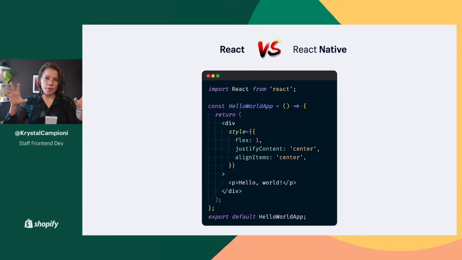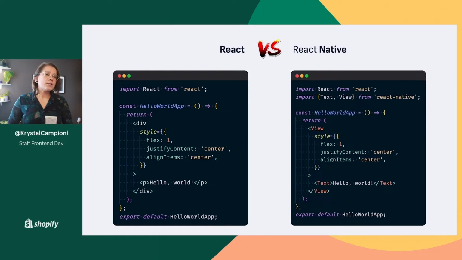Before we actually talk about what we managed to share, we have to talk about the similarities and differences between React and React Native. So in React, we create the markup of the UI by using HTML, old school HTML. And in React Native, we have to import the UI components from the React Native library and use them to create the UI. So you have views instead of divs and text instead of p, for example.